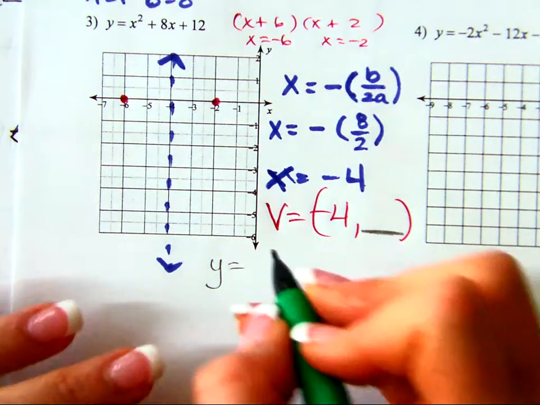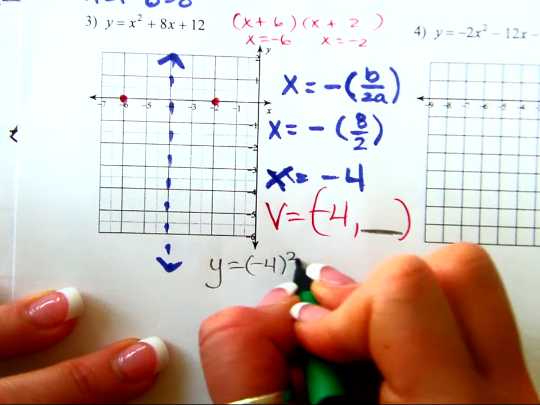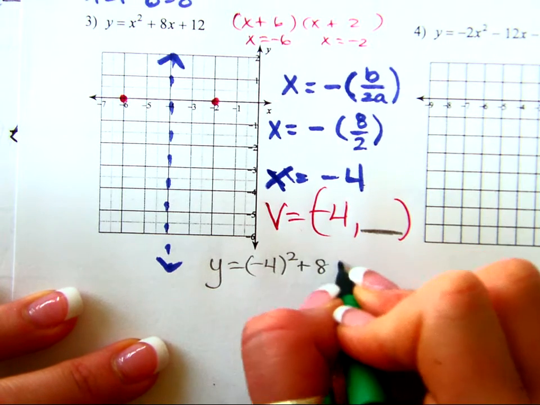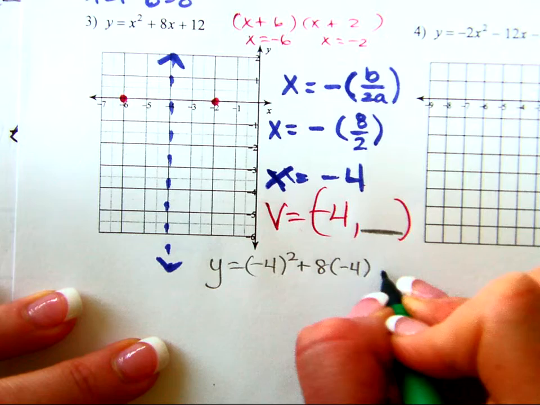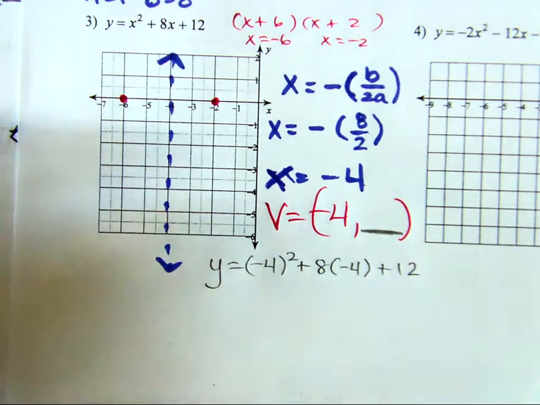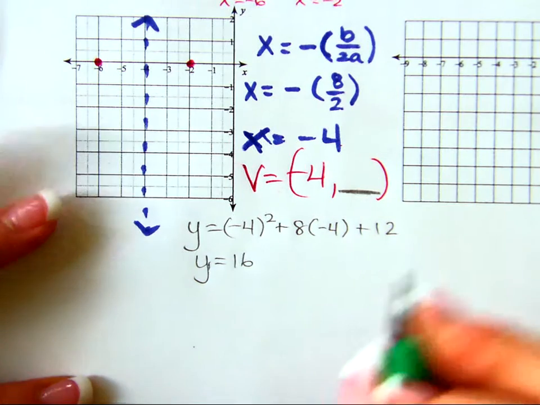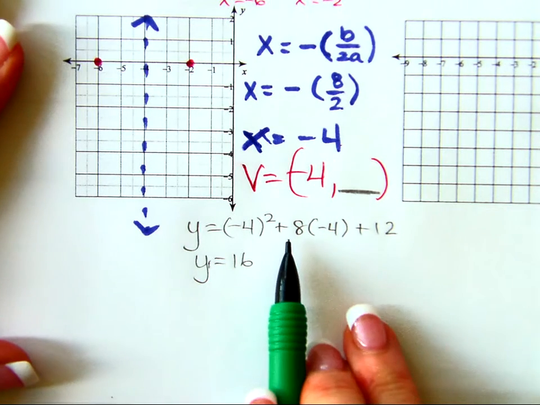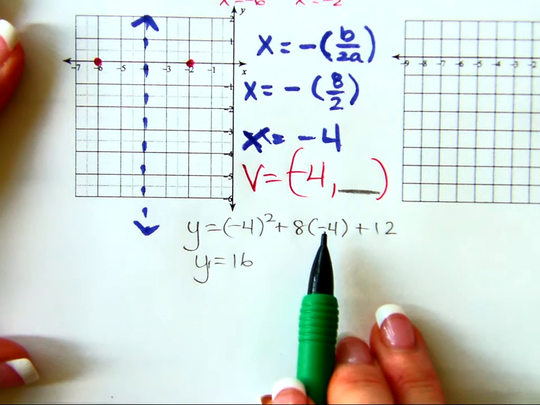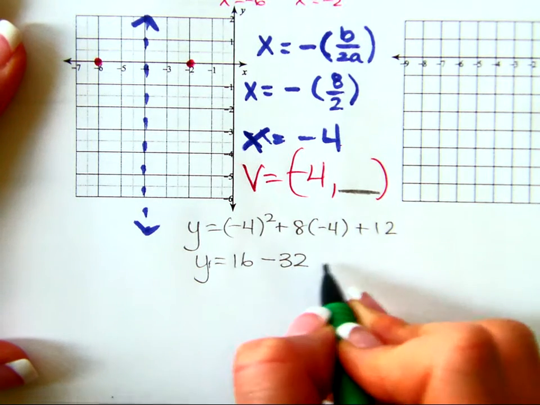So, watch. I got to take that negative 4. I got to square it. And then I have to add it to whatever 8 times the negative 4 is, and then add 12 to that. So negative 4 squared is positive 16. Now be careful here. Watch what I'm going to do. Positive 8 times negative 4 is negative 32.